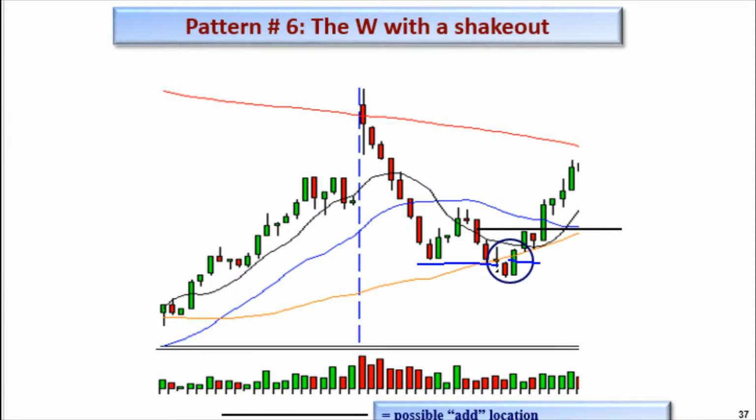So again, when the high of the bar that breaks the pivot gets taken out by the very next bar, it's always a shakeout, and you just get in it. If you bought it here and you got stopped out, get right back in. If you didn't play it, which you shouldn't have because it was below the 20, then you can just play it right here. Okay? So that's what I call the W with a shakeout low.